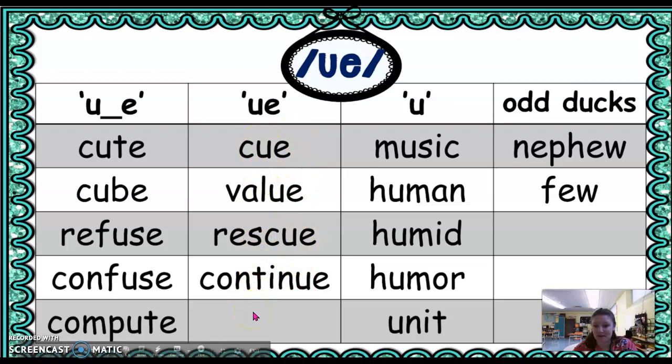I noticed something about it. In this column, we have words that make the long U sound that use the letter U to spell it. For example, music, human, humid, humor, unit. And then we have a couple of odd ducks. Remember, odd ducks make the same sound, but they don't follow a spelling pattern. Nephew and few use EW to make the long U sound.